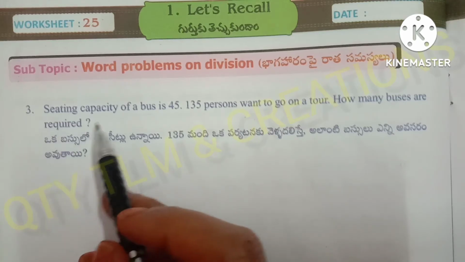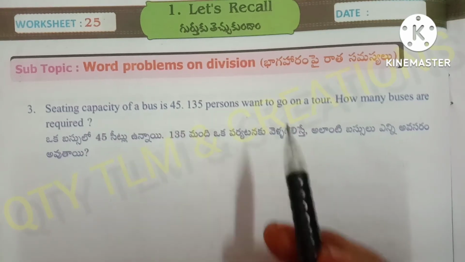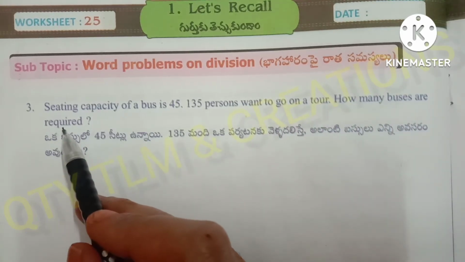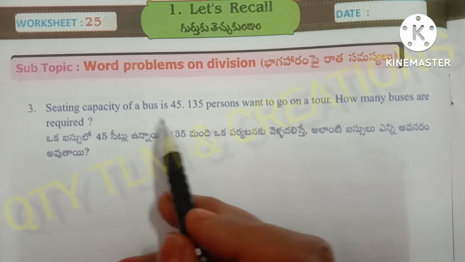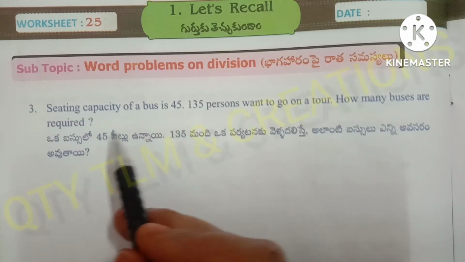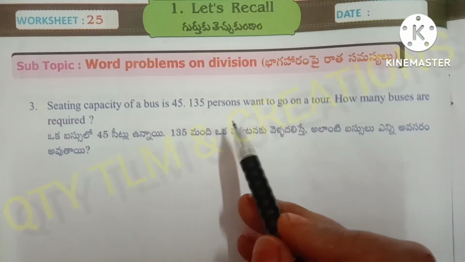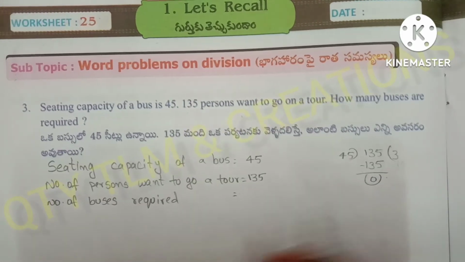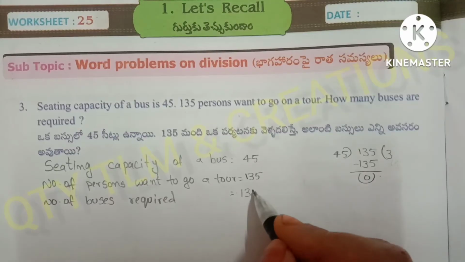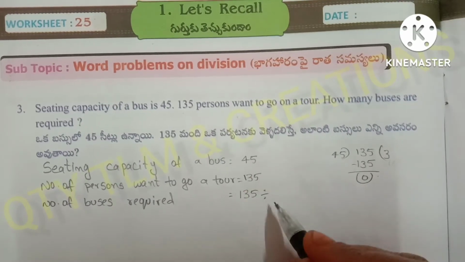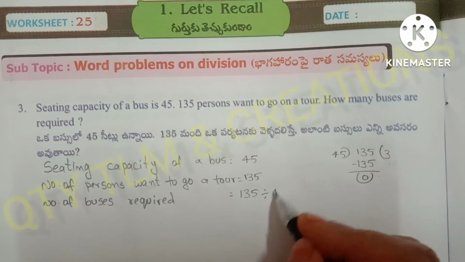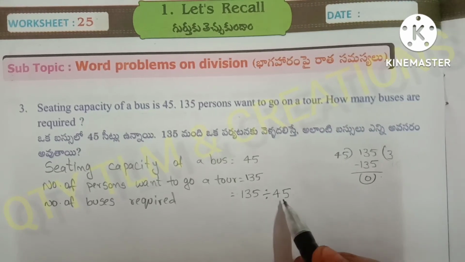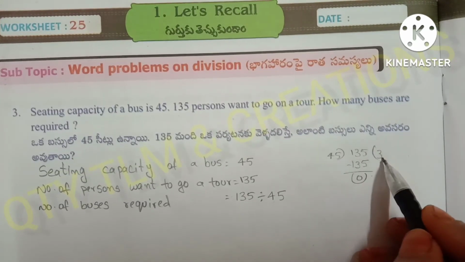Next question. Seating capacity of a bus is 45. 135 persons want to go on a tour. How many buses are required? Seating capacity of a bus equals 45. Number of persons who want to go on the tour equals 135. Number of buses required equals 135 persons divided by the seating capacity of a bus, 45. So here we have to divide 135 by 45. So we get 3 buses.